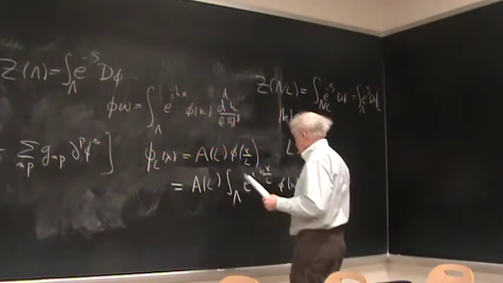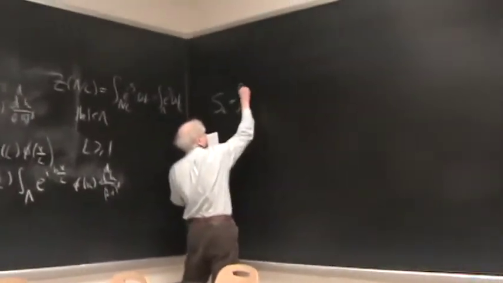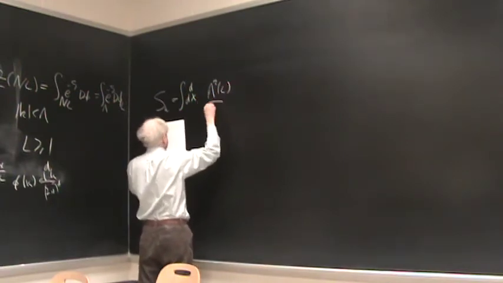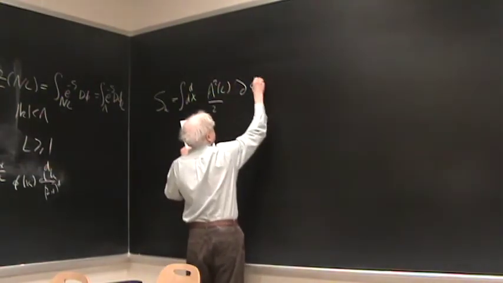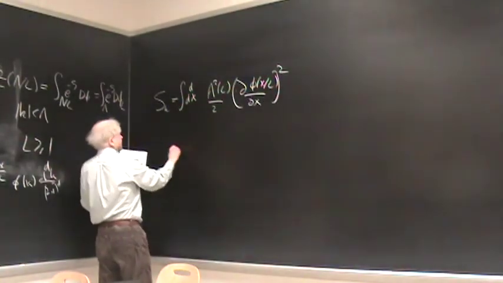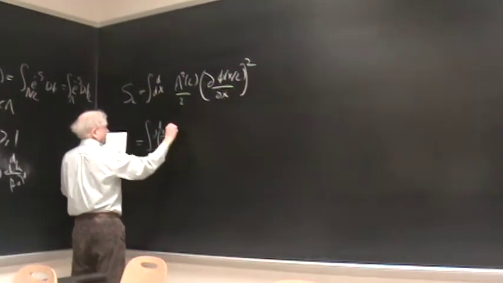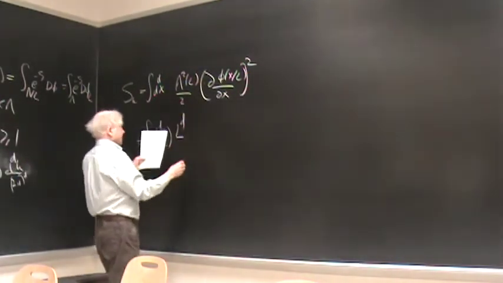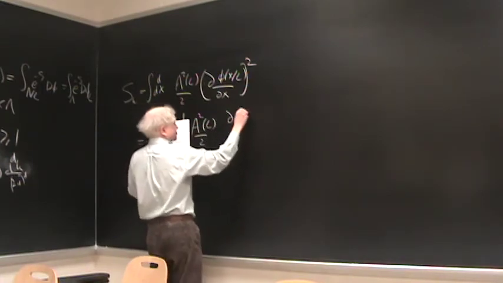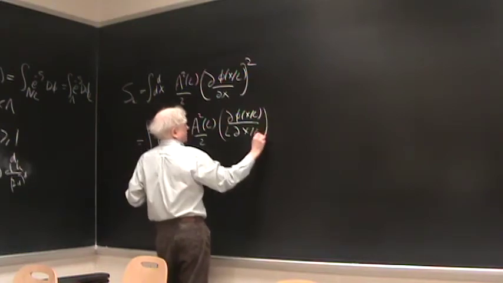Okay. Now, the kinetic action of this field is the integral d^dx, A squared of L over 2, d phi of x over L, dx, squared, and I'm going to rewrite this as the integral d^d(x over L), L^d, so I'm pulling out an L^d there, A squared of L over 2, and I'm going to rewrite this as partial phi of x over L, partial x over L, times L, squared.